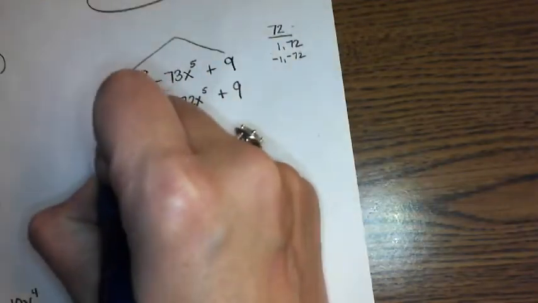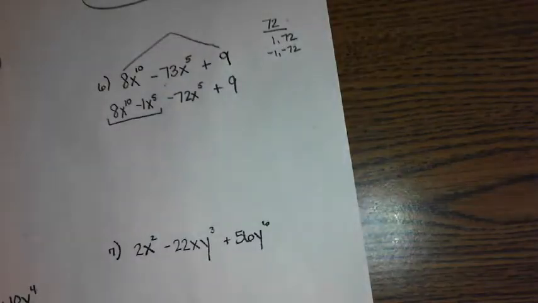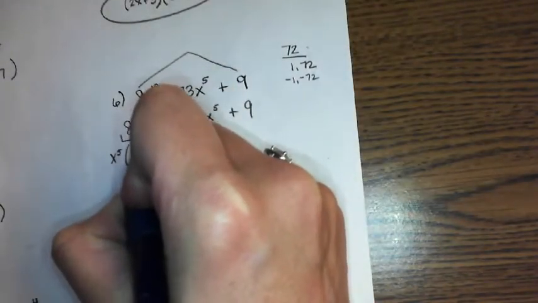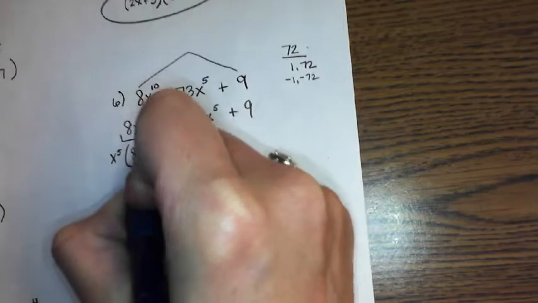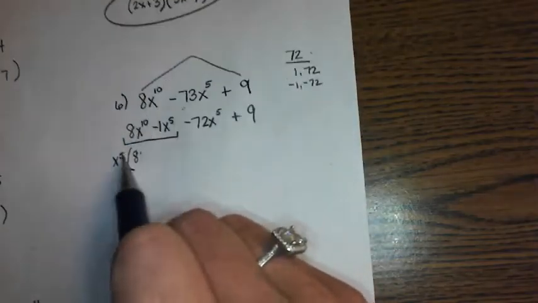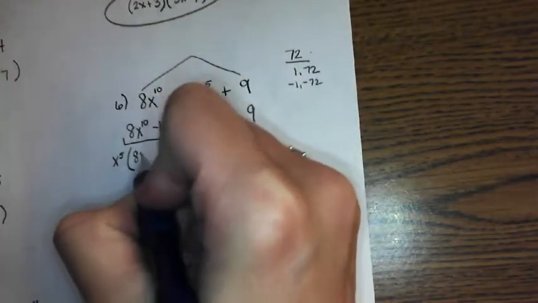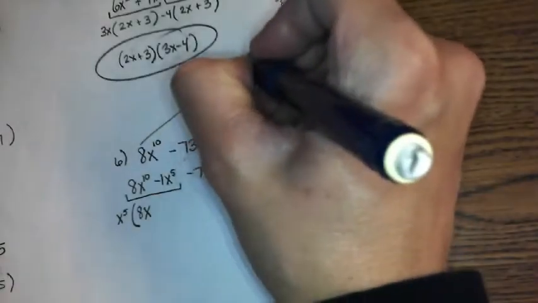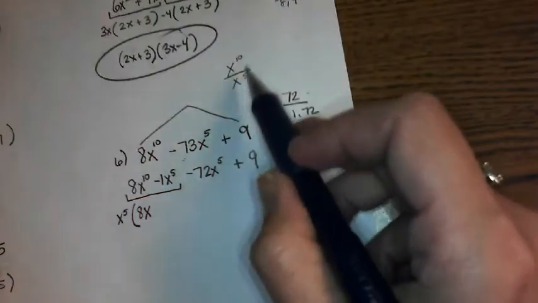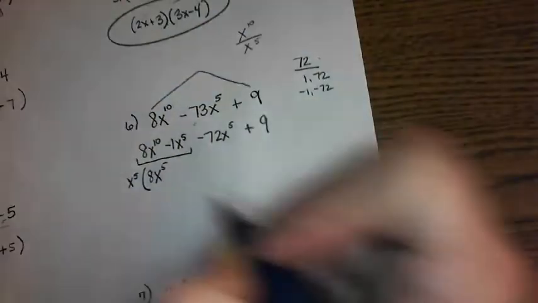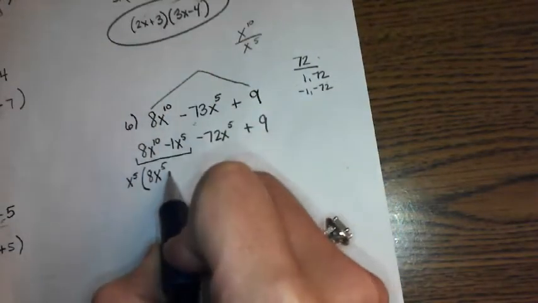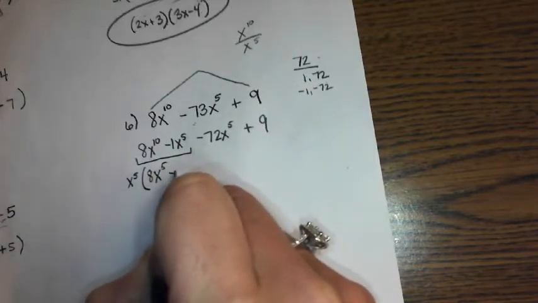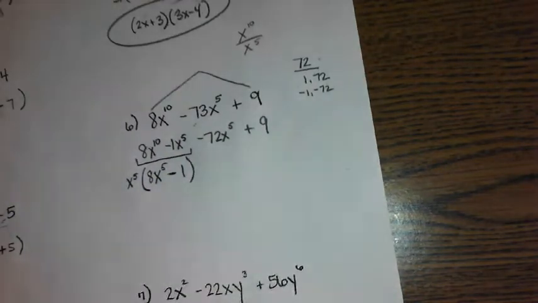Grouping. Mike, what do I take out of the first group? Perfect. And I'm left with what? Not squared. There were 10 of them. I'm dividing out 5 of them. X to the 10th divided by x to the 5th. X to the 5th. You subtract those exponents, right? And then keep going. Minus 1. Good?